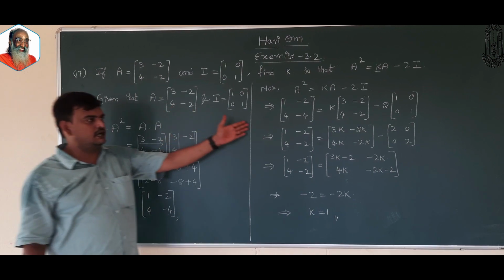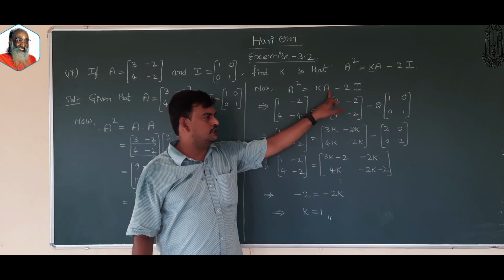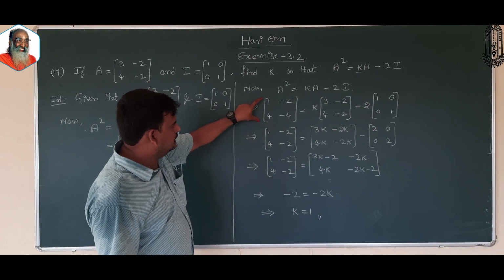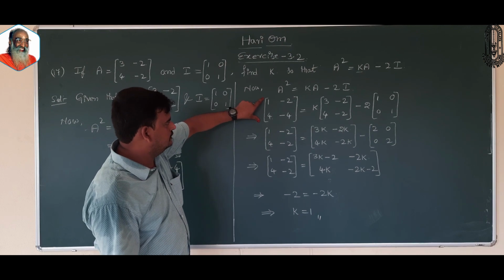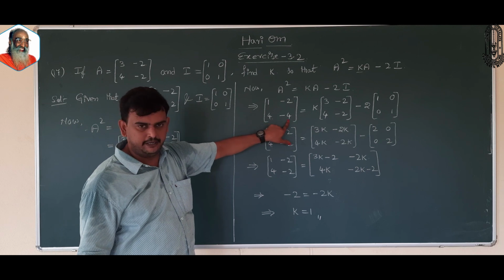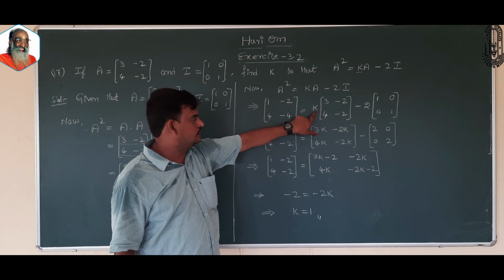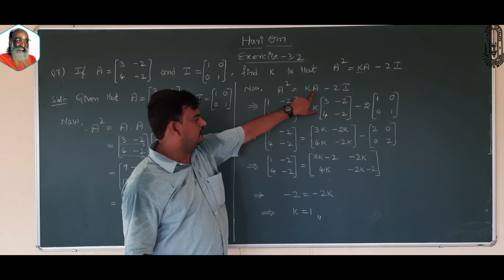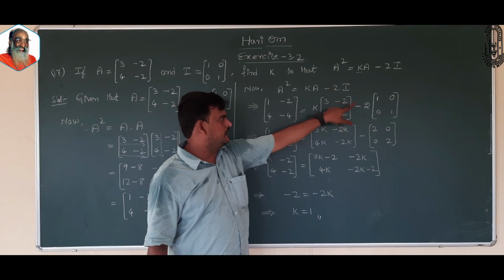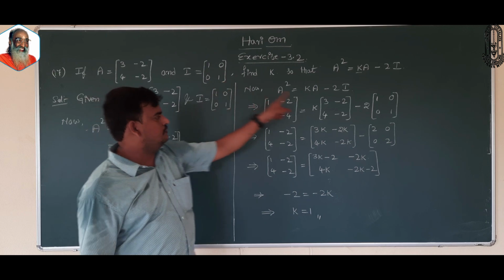Now come to the condition. What is the condition given? A squared is equal to kA minus 2I. The A squared we just got is [1, -2; 4, -4], and as I told you, k is a scalar. So k into matrix A, [3, -2; 4, -2], minus 2 into I, which is given in the question as [1, 0; 0, 1].